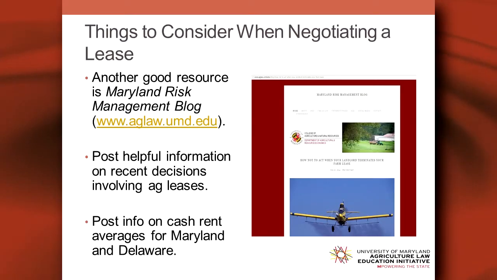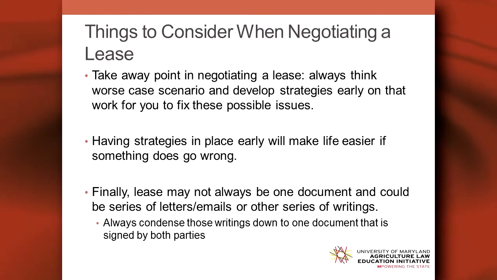Then one other thing to look at, this is a blog that Ashley Newhall, who is another legal specialist at College Park, and myself, we put together, and we always try to put up helpful information out there out of recent court decisions involving ag leases. We also try to compile information on the latest cash rent data when it becomes available for USDA, for Maryland, and also Delaware. So what are some takeaway points from this and kind of summing it all up?